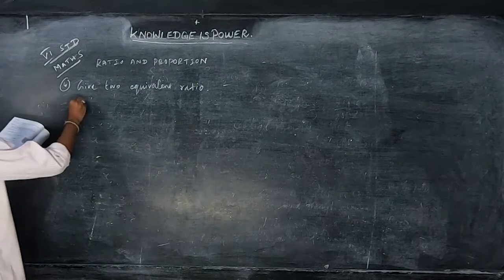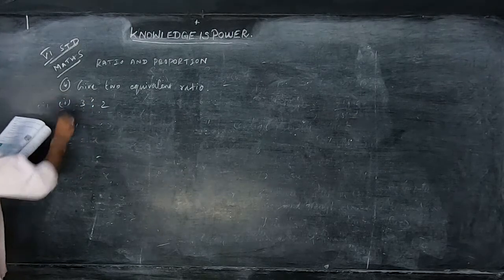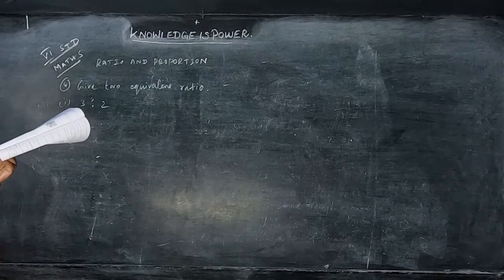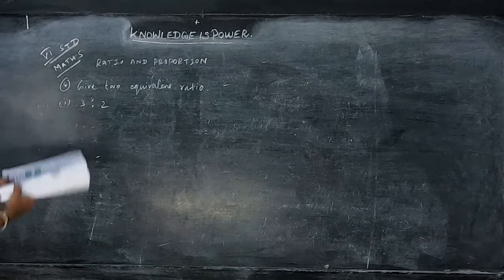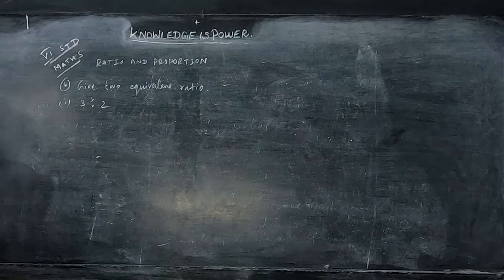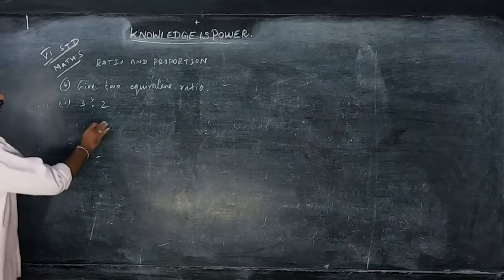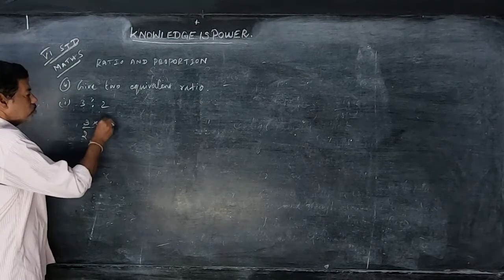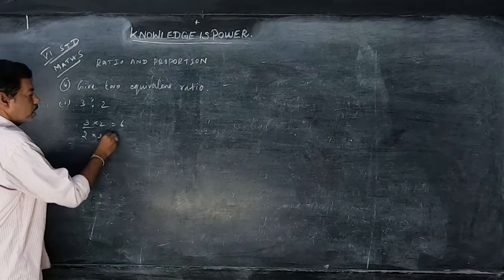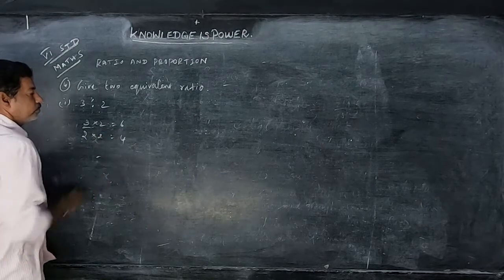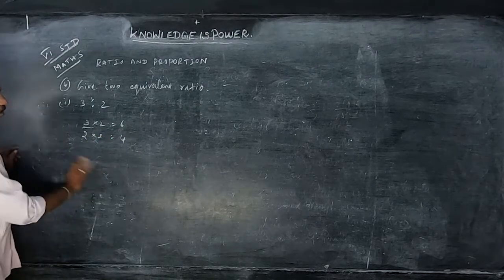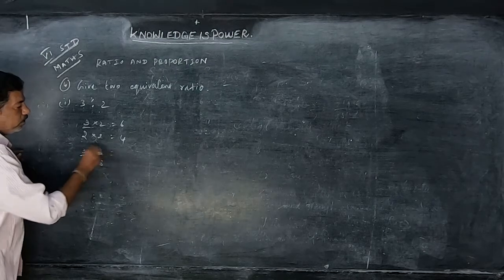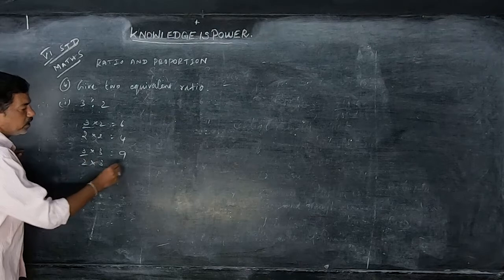The first one is what? 3:2. First two I will do, second one I will do, third one is homework. 3:2. 1:6. Okay, first you write in the form of fraction. 3/2. 3 2s are 6. 2 2s are what? 4. Next 3/2 into 3 into 3. 3 3s are 9. 2 3s are 6.